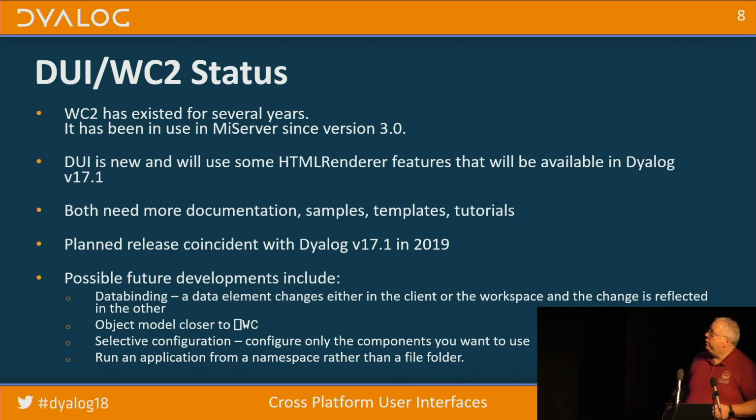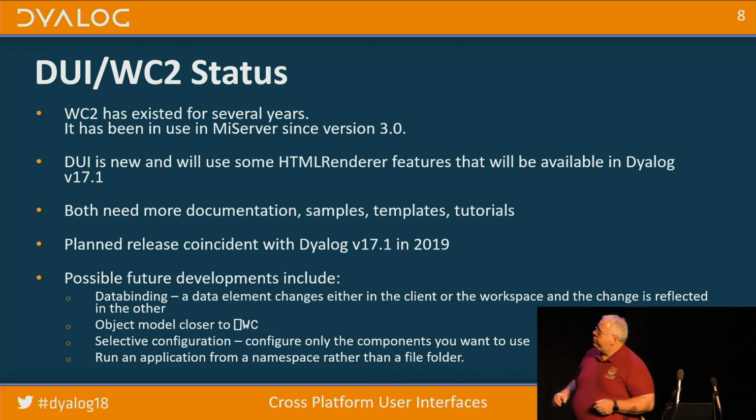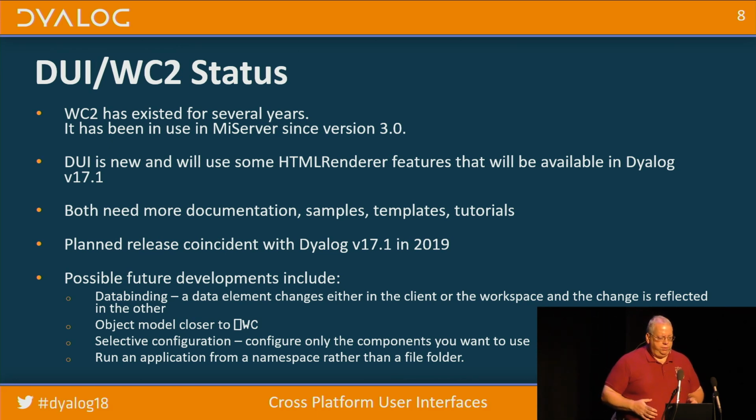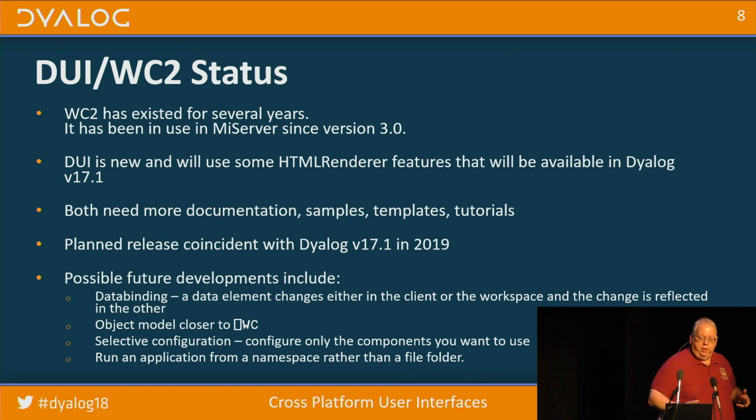So what's the status? Well, WC2 has existed for several years, and whether it's been called that or not, really the framework for building that content has existed for a number of years. And it's been in MiServer since version 3.0. And GUI is really new, and it's going to use some HTMLRenderer features that will be available with version 17.1. So there is some functionality there under 17, but it will be more complete in 17.1.